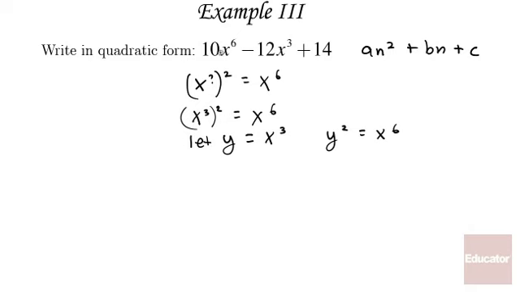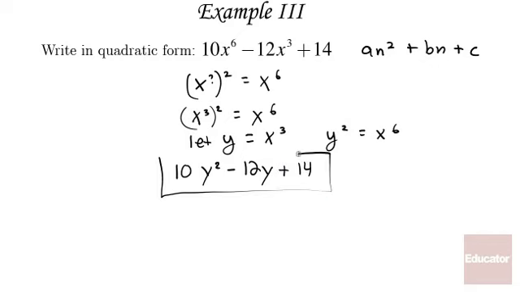Okay, now let's look at what we have. We have our leading coefficient of 10, x to the 6th. Well, x to the 6th is going to be the same as y squared, minus 12. Now I have x cubed here. Well, I said that y equals x cubed, so I'm just going to put y here, plus 14. So this is my given equation, this polynomial in quadratic form.